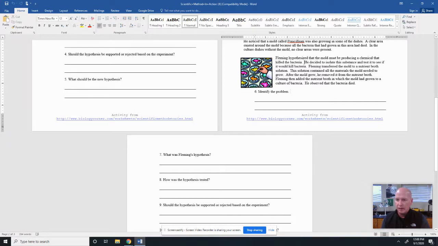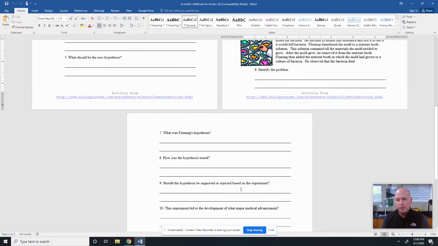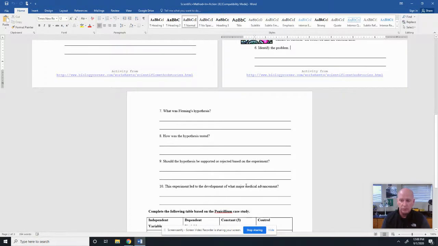So how was he testing this? He decided to isolate the substance and transfer the mold to a nutrient-rich broth. After the mold grew, he removed it. So basically the rest of that paragraph is how he tested it. Should it be rejected or should it be supported? Did it work or did it not work? So supported or rejected.